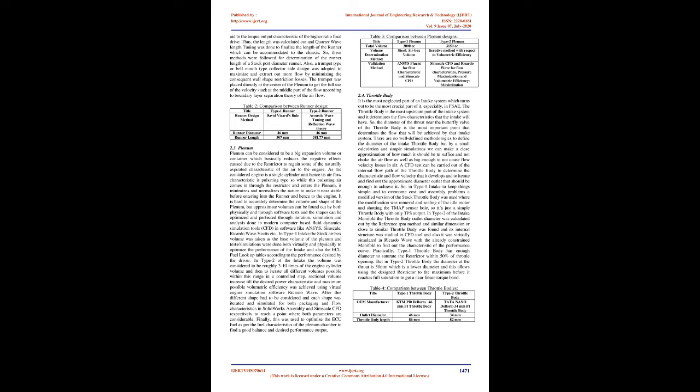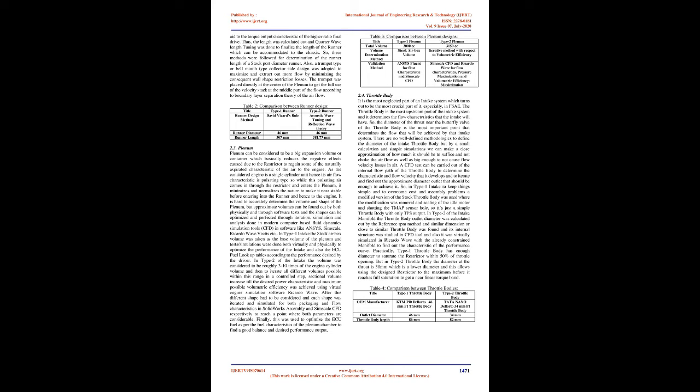The diameter of the runner was taken to be the same as the last type, hence similar to the stock port opening diameter, i.e., 46 mm, but this time, from the driver's feedback, max torque was required to be tuned for 5000 RPM so that it can aid the torque output characteristic of the higher ratio final drive. Thus, the length was calculated and quarter wave length tuning was done to finalize the length of the runner which can be accommodated in the chassis. So, these methods were followed for determination of the runner length of a stock port diameter runner.